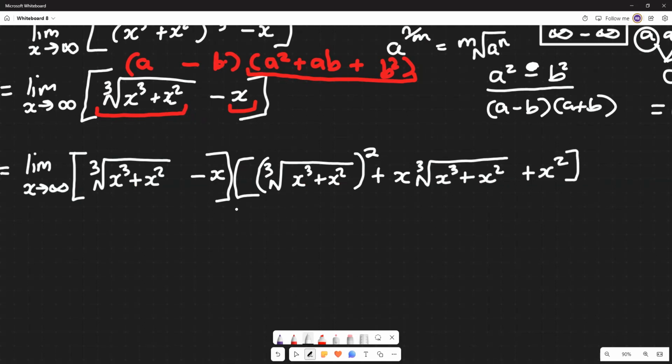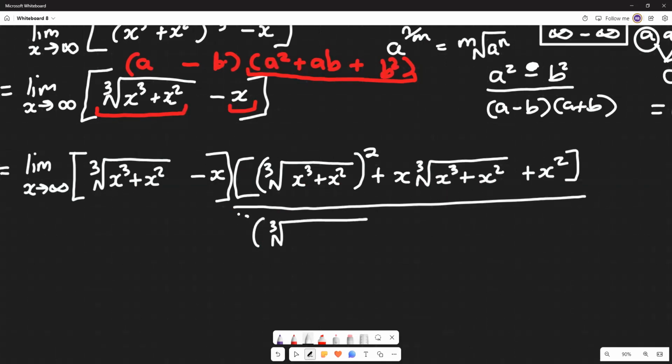So that we don't change the meaning of this equation, we need to divide by the same thing, so that it's like we're multiplying by 1. So we have this, and then we have that. Let me just rewrite this quickly.